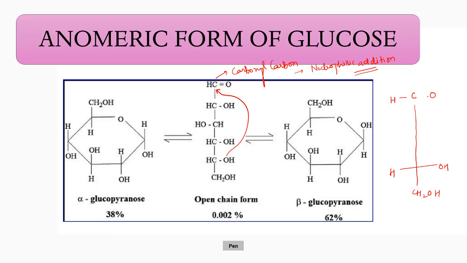So what you have to do, you have to break the bond. So shift the electrons to the oxygen, minus, plus. The lone pairs will be given to this carbon. When the lone pair will be given to this carbon, the OH will attach on this carbon. And these two carbons, they will bond with this oxygen.